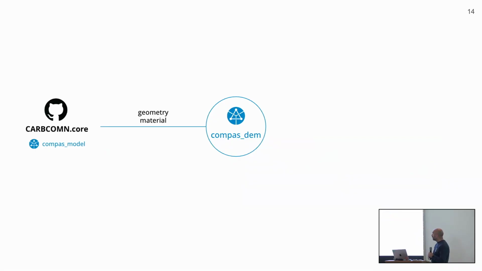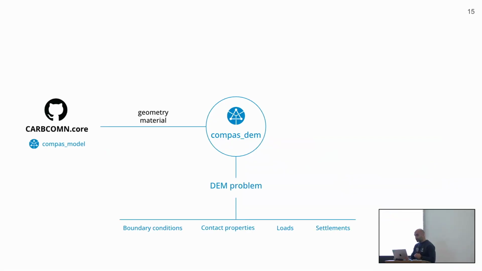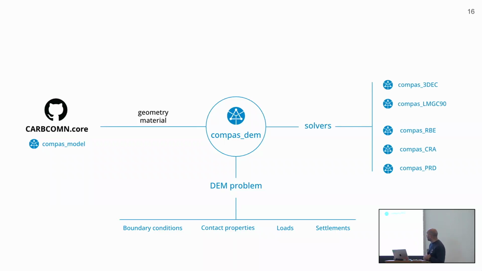It's a sub-model which takes the geometry and the material that are given by the designers, then creates a DEM problem, which is a solver agnostic definition of the structural problem with all the boundary conditions, contact properties, and all the things that you want to test and simulate, and then connects this problem to a list of solvers that can be implemented. Some of them are based on commercially available software. Most of them are actually open source.